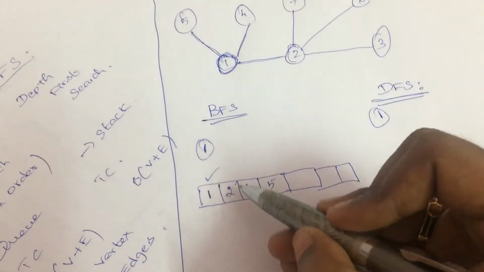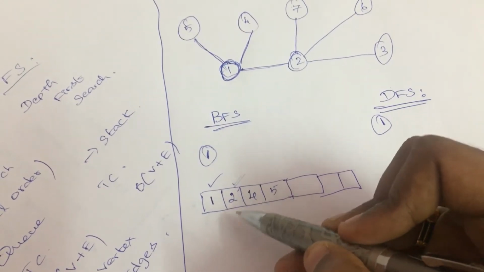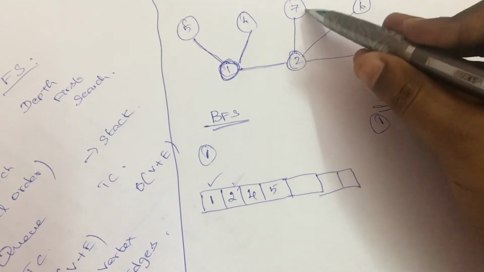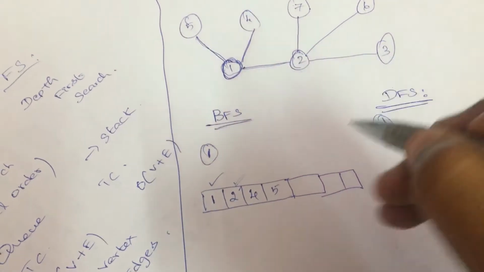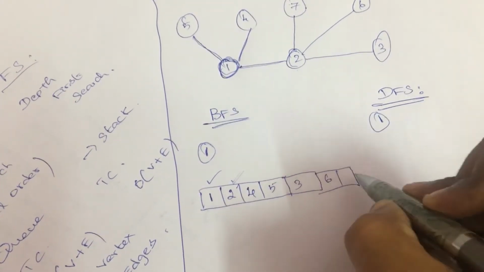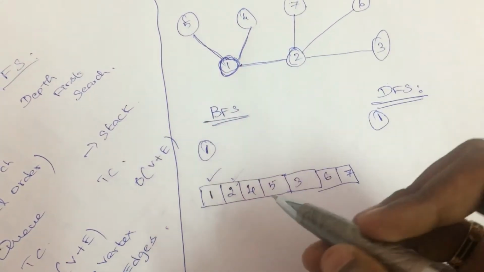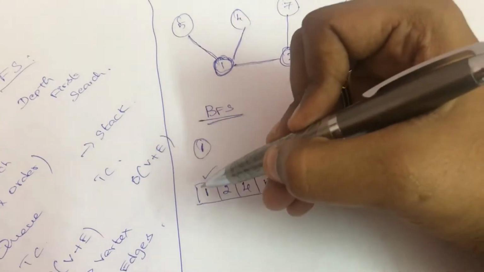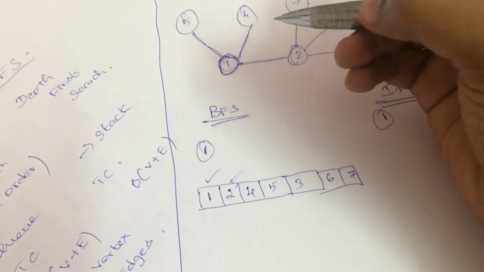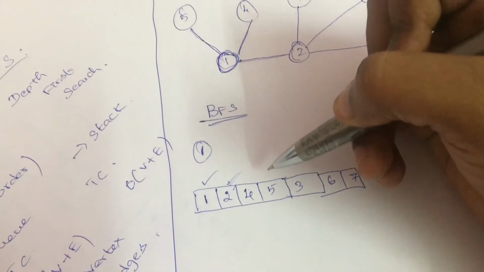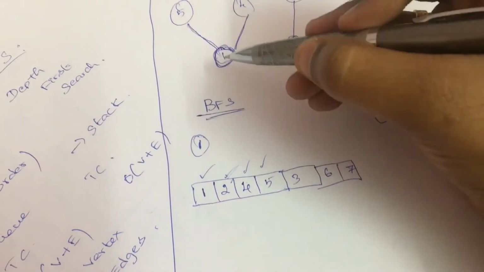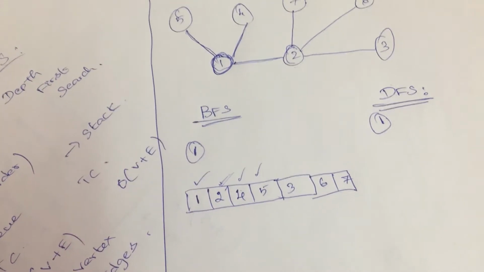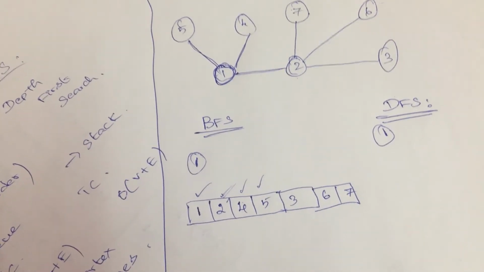Next I'll go with the element 2. From 2 I check which values are connected. After 2 we have 7, 6 and 3 connected, so I write this as 3, 6 and 7. Then I move to 4, but 4 is connected only with 1, and 1 is already visited, so I don't consider 1 again. Next is 5, and again it connects to 1, and the same vertex should not be visited twice. That is the condition: a vertex can be visited only once in the entire algorithm.